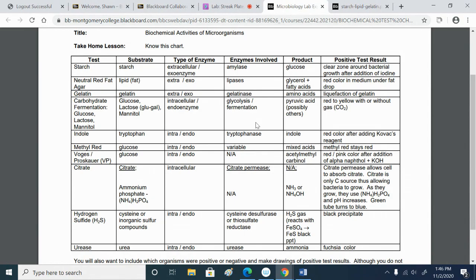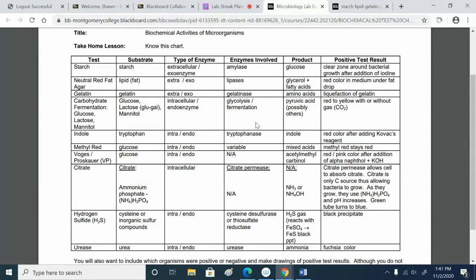So after we incubate the gelatin tubes, we have to refrigerate them, cool them down. If the gelatin is still intact, it will go back to being solid. But if the gelatin has truly been hydrolyzed, it will stay liquid in the refrigerator. So that's how we actually do the gelatin test. After incubation, we have to refrigerate and cool it down. If the gelatin goes back to being solid, no hydrolysis. If it's liquefied, then hydrolysis has occurred.